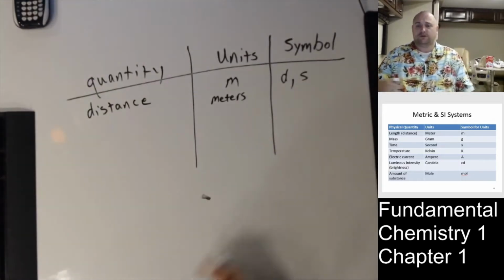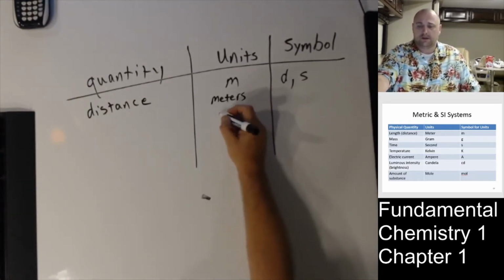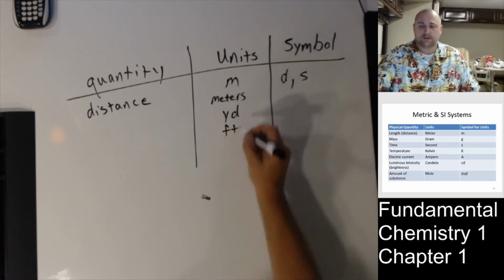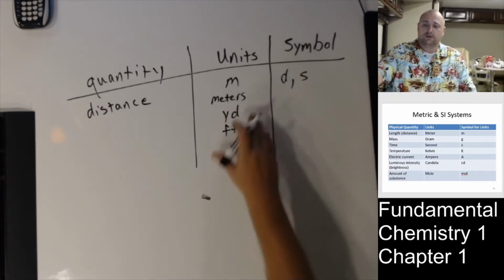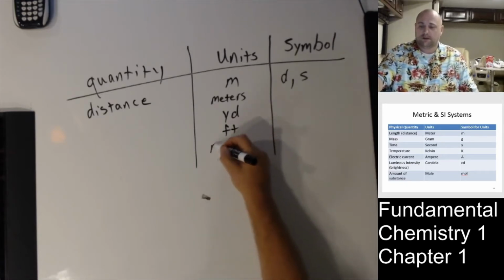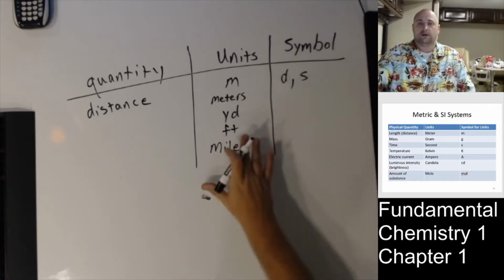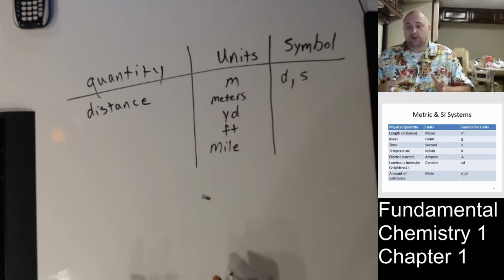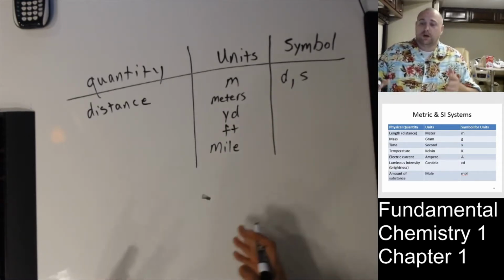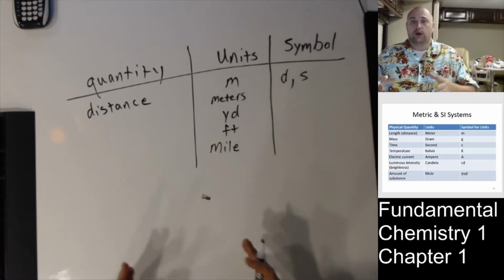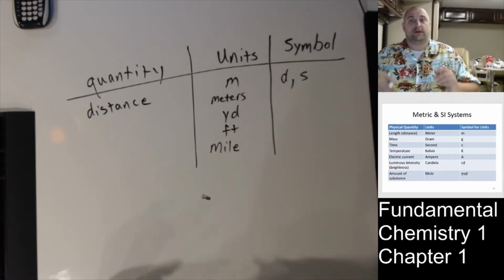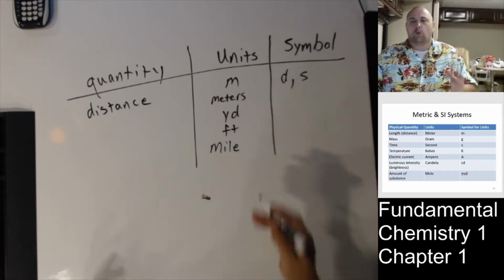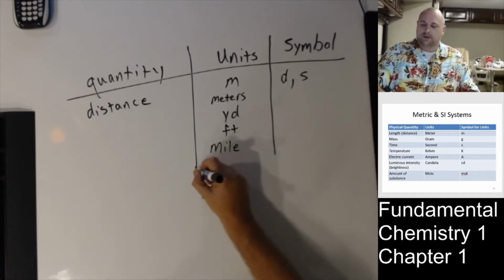But we have other units for distance. So we might see yards or feet, and miles. You need to get all those in your head as distance. Now, what you really want to do is get used to thinking of what the book is going to want. What is the accepted unit?